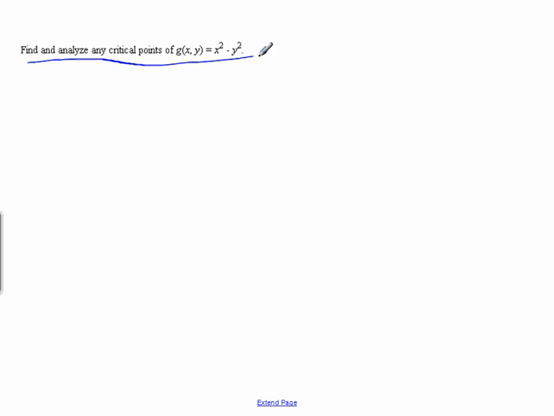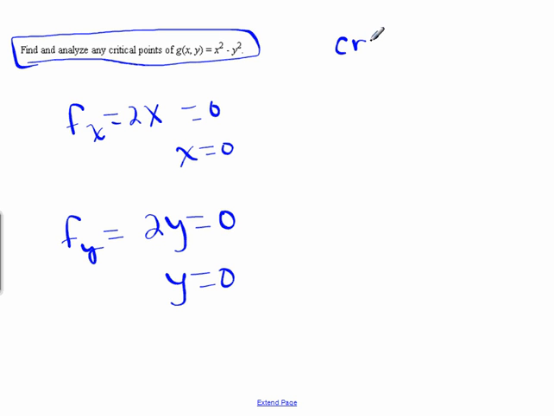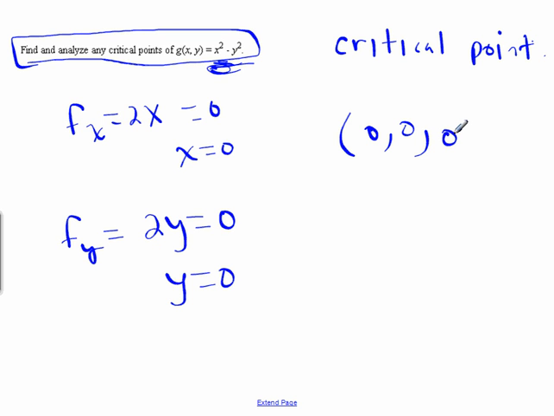Okay, well, what about this function? We know that f partial x is 2x, which equals 0 when x equals 0. And f partial y is 2y, and that's going to equal 0 when y equals 0. So my critical point is when x equals 0, y equals 0, and putting that in for my function, z equals 0.